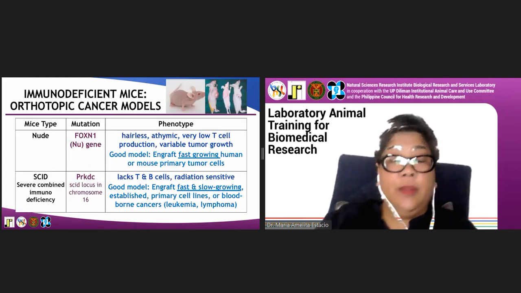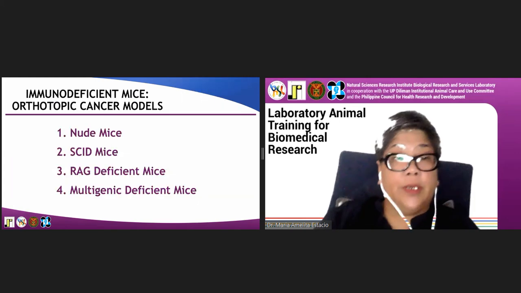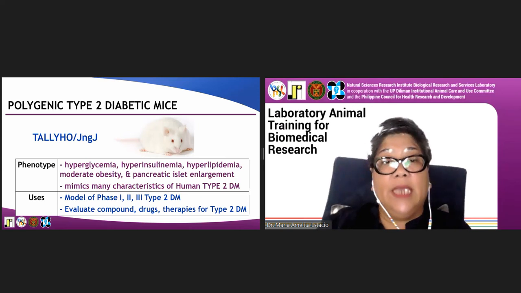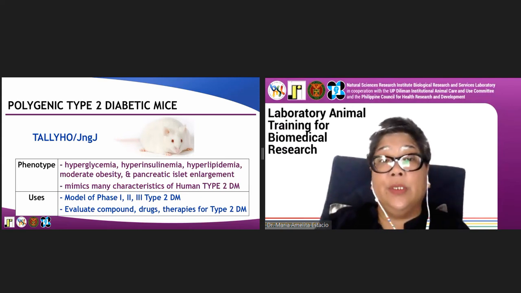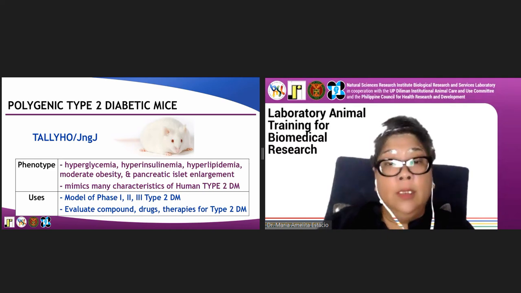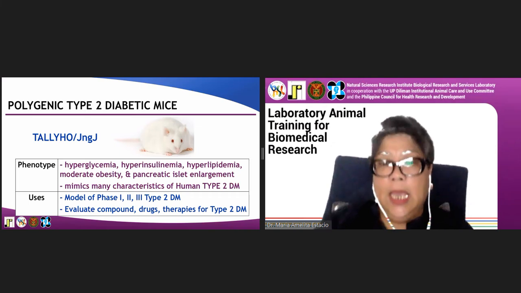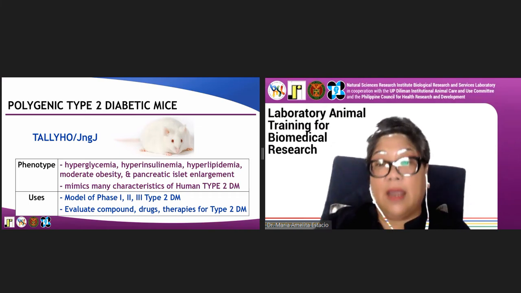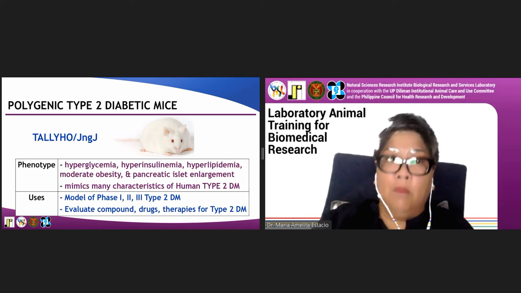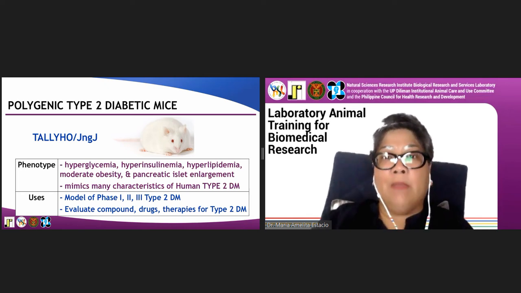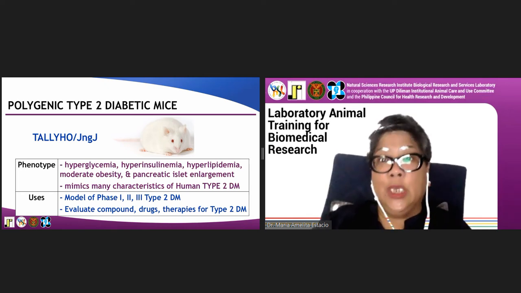Now, the other polygenic type 2 diabetic mice is this one. This is the KK/Ta Jcl model. Among the polygenic type 2 diabetic mice, this mimics many of the clinical signs or characteristics of human type 2 diabetes mellitus. And this is the most popular polygenic type 2 diabetic mice being used globally.